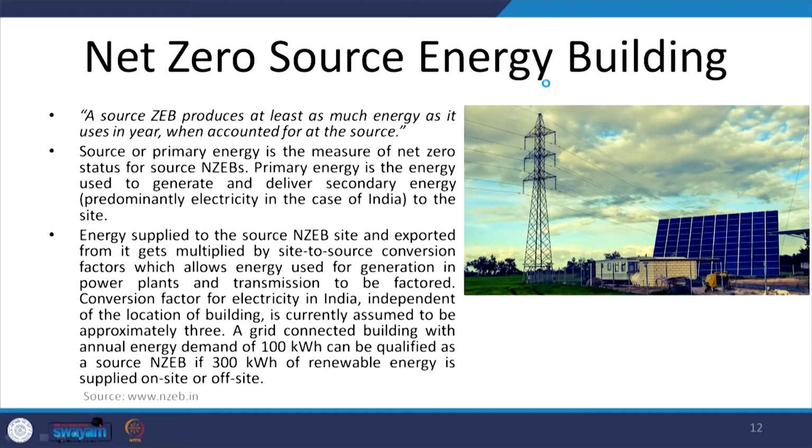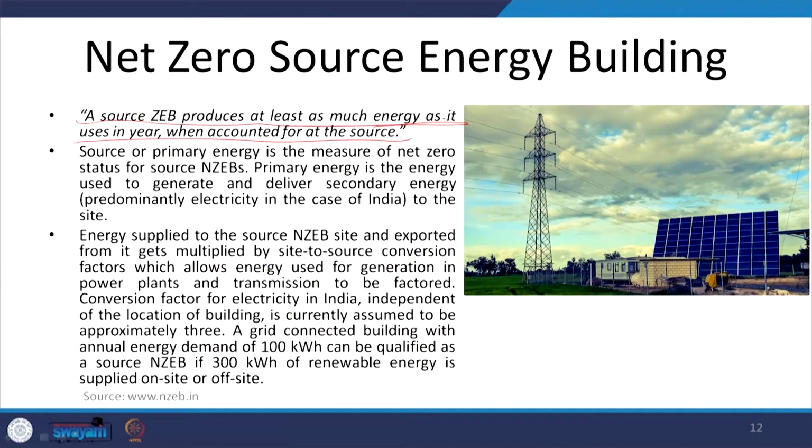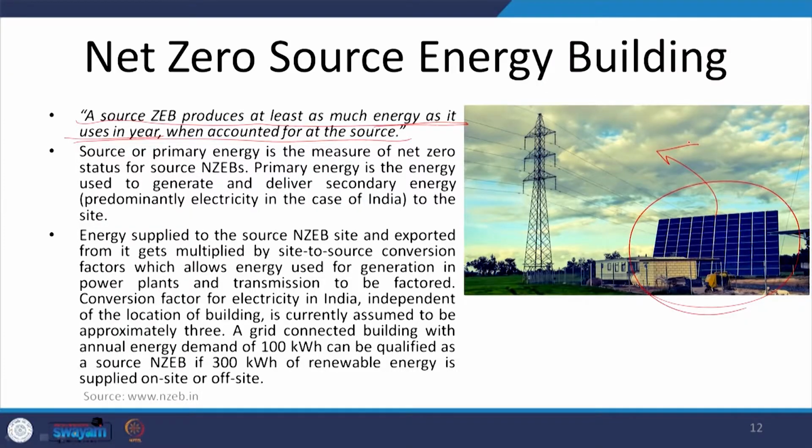The next is net zero source energy building. So, when we talk about this, a source zero energy building produces at least as much energy as it uses in a year when accounted for at the source. What it implies is that it will still remain grid connected. It may draw energy from the grid at certain points of time, but if we calculate over the energy use in a year, it will produce the same amount of energy at the site, at the source itself. So, it will still draw energy during certain periods and certain seasons, while it will be giving back to the grid at certain other seasons and times of the year and times of the day. That is what net zero source energy building is.